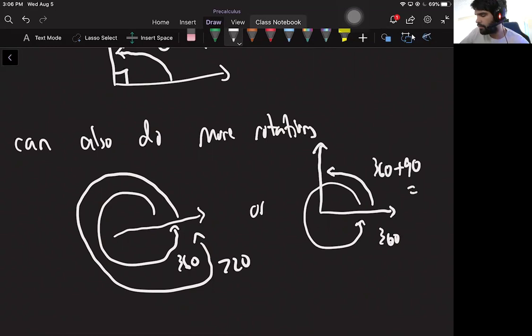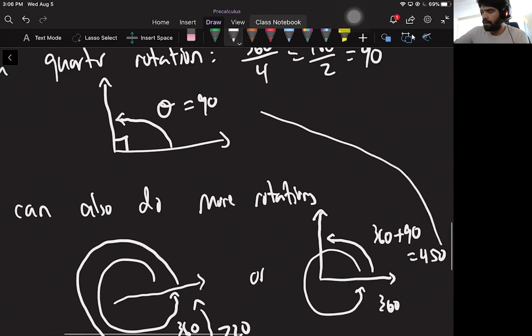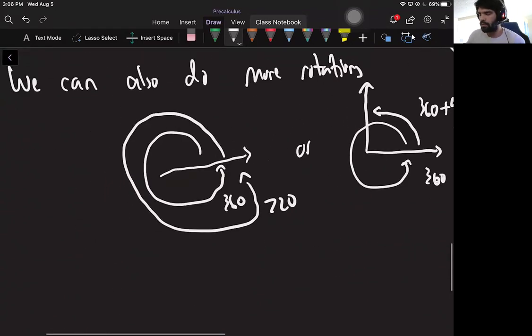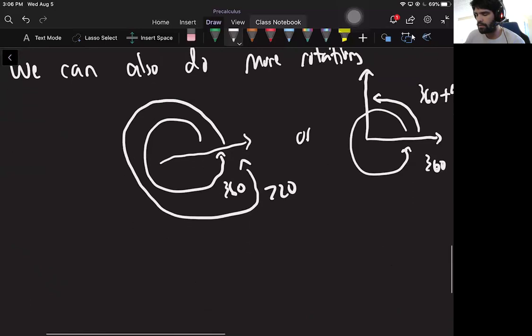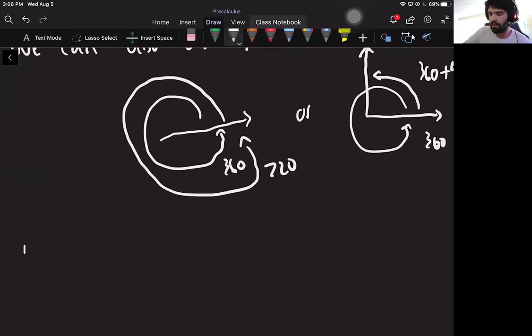What is that? 450, right? So one thing to keep in mind is that 450 degrees sort of looks the same as 90 degrees. They are really like the same in a certain sense. And that's something to think about for later. So we can rotate more than once. You can do 3 times, you can do 1,000,000 times, you can do it whatever you want, but we can also rotate backwards.